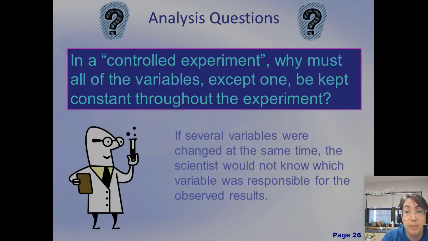In a controlled experiment, why must all the variables except one be kept constant throughout the experiment? If several variables were changed at the same time, the scientists would not know which variable was responsible for the observed results. Was it the fertilizer, or was it the amount of sunlight, or was it the amount of water? We're not going to know if we change too many things at once.